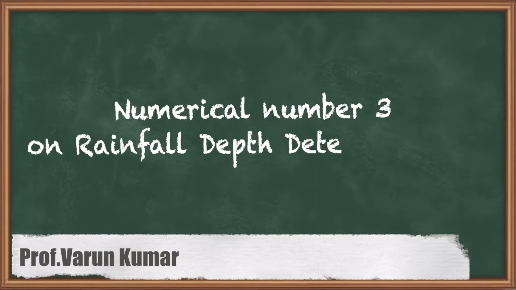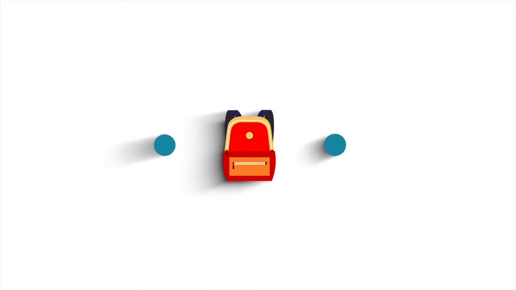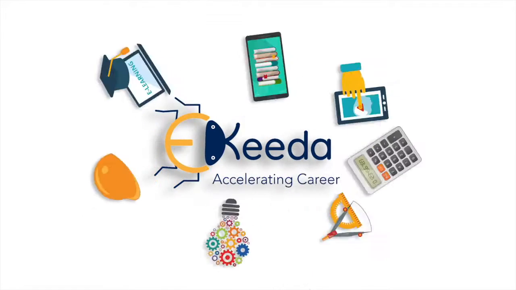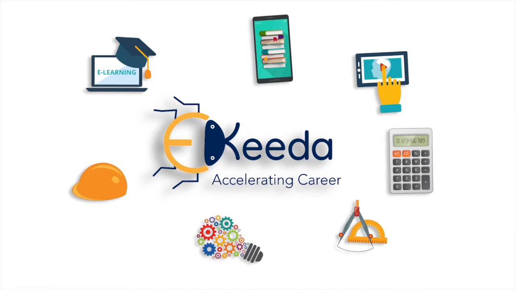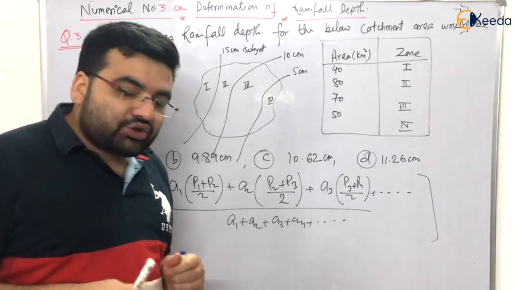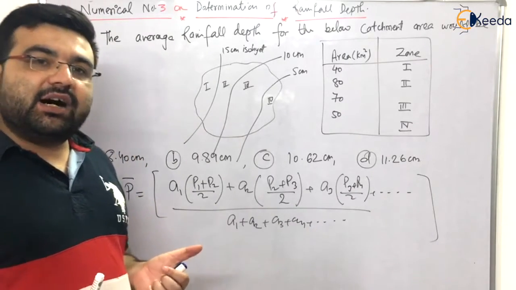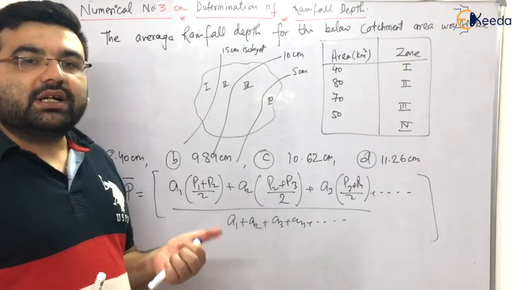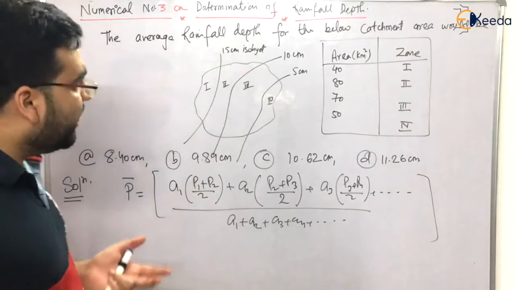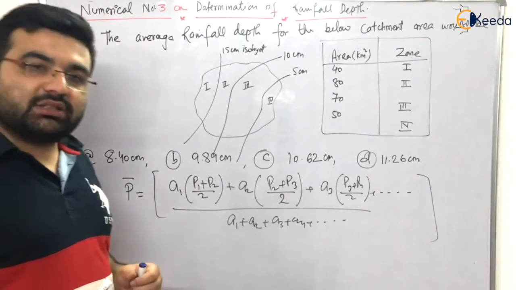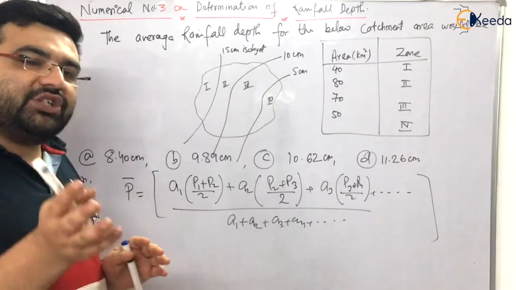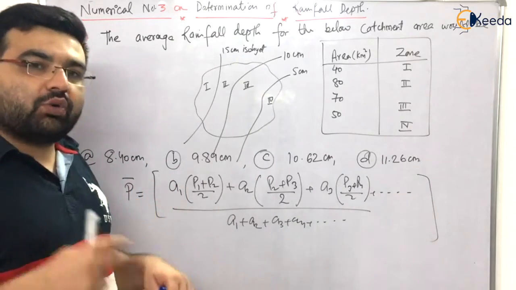Subject hydrology, chapter hydrology basics, topic numerical number 3 on determination of rainfall depth, right? So now students, we have solved two numericals based on two methods. First one about the mean method, the second one about the Thiessen mean method, and the third is about the isohyetal method. So what are the isohyets? I have already told you. Lines joining the locations of equal rainfall, right?